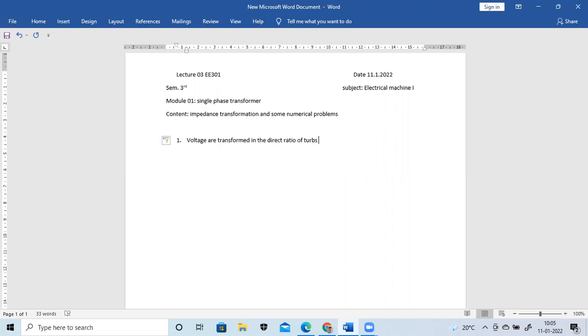टर्न्स रेशियो क्या था? Normal. प्रीवियस क्लास में कोई था नहीं क्या? Hello. Deepak, are you present in the previous class?